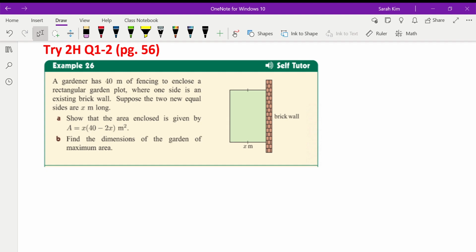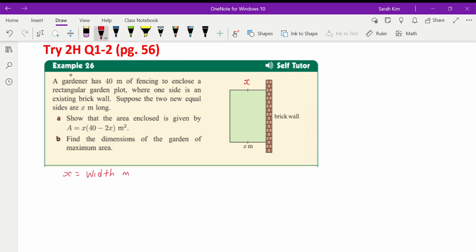A gardener has 40 meters of fencing to enclose a rectangular garden spot, where one side is an existing brick wall, as you can see on the diagram. So we're pretty lucky because we already have a diagram and we can label on top. But sometimes you might not be given a diagram, so your first step would be to draw that sort of diagram. Suppose the two new equal sides are x centimeters long. So they've already decided the x centimeters. I'm just going to call that x, the width. So meters in this case.